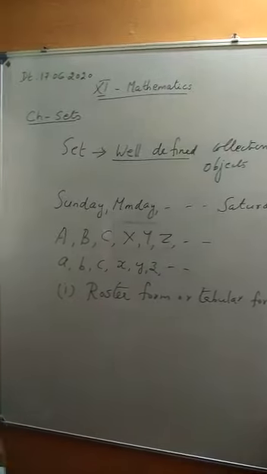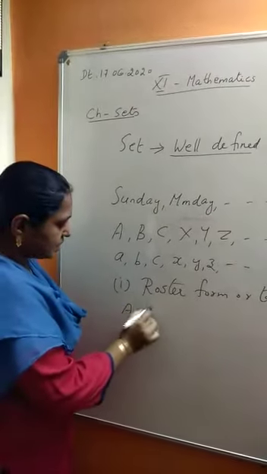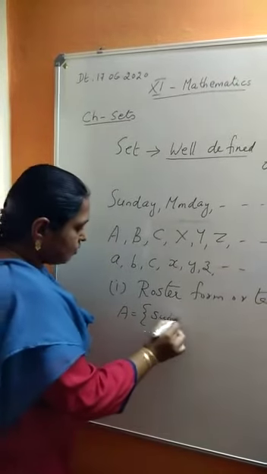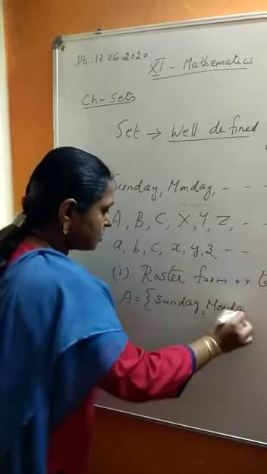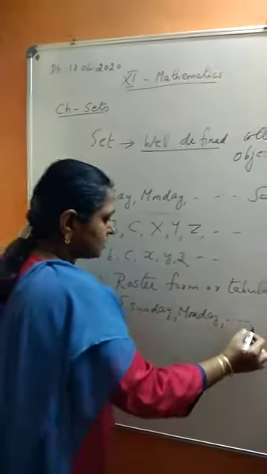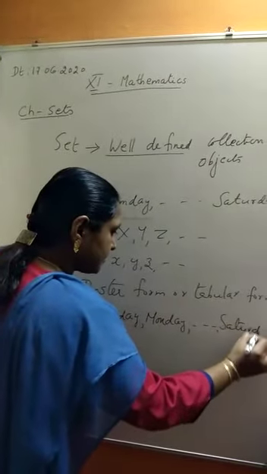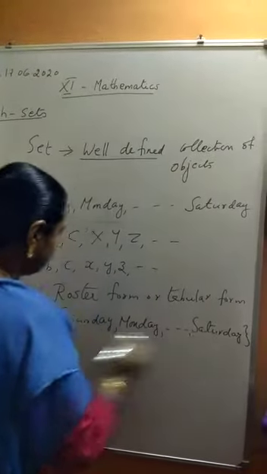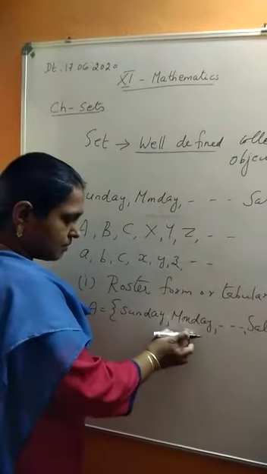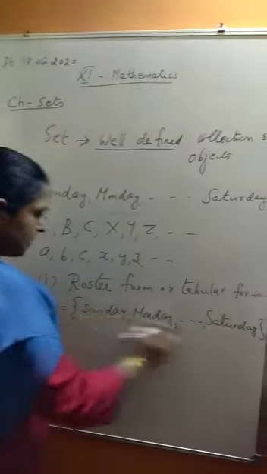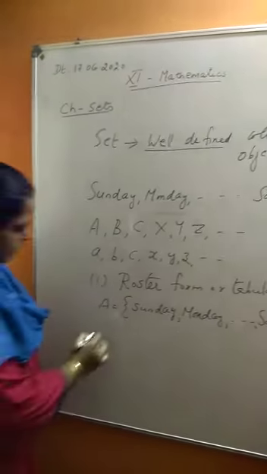In roster form, the elements of a set are listed. That means the elements are written by putting commas in between and they are enclosed within braces. What are these braces? Braces means curly brackets. These types of brackets are known as braces. So the elements are written with commas in between, and the start and end should be a curly bracket like this.